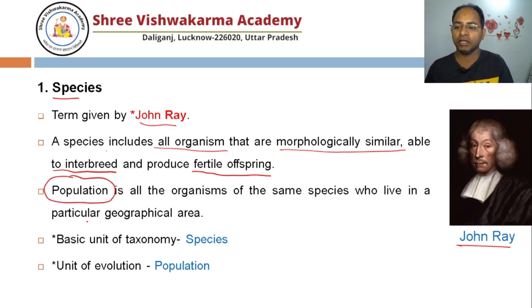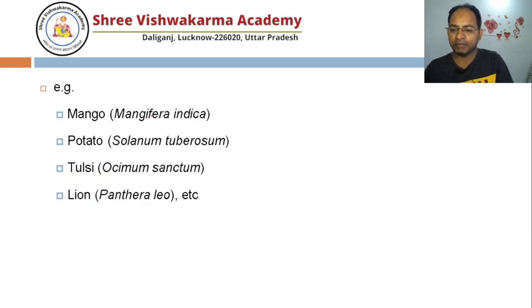Yeah, the basic unit of taxonomy is known as species. However, the basic unit of evolution is known as population. All right, so let's discuss the species in much detail. Why is it showing that they produce fertile offspring? Let's understand with some examples of scientific names. The species is indica, tuberosum for potato, for tulsi it is Ocimum sanctum, so sanctum is the species. The scientific name of lion is Panthera leo. Leo is the species.